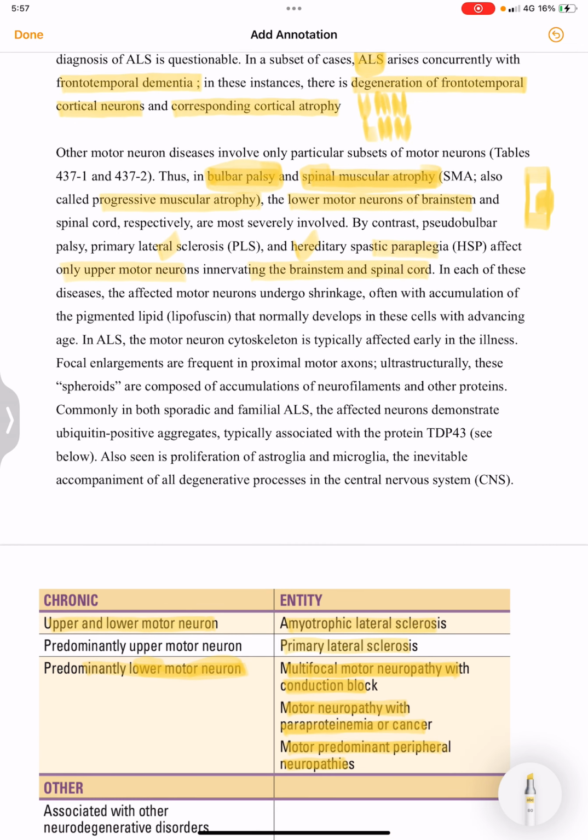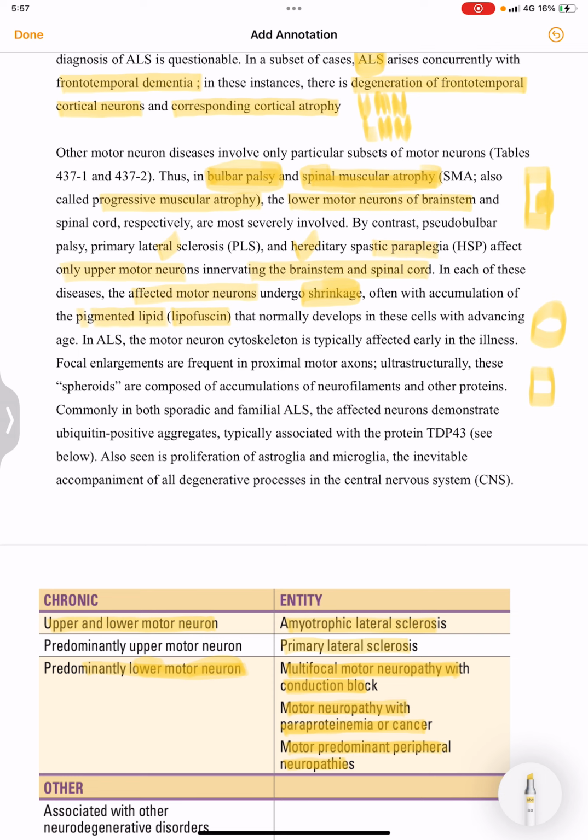So what happens in each of these diseases? The affected motor neurons, what will happen in the motor neurons? They will undergo shrinkage, with accumulation of the pigmented lipid lipofuscin that normally develops in these cells with advancing age. Generally, when there is advancing age, these cells have this pigmented lipid, but here because of this disorder, the pigmented lipid will accumulate early and the affected motor neurons undergo shrinkage.